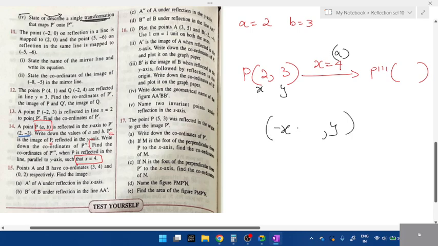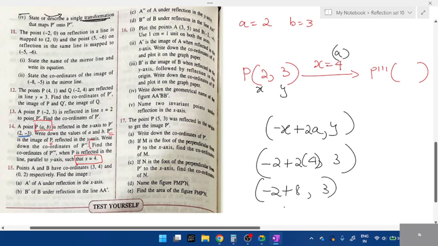Minus x plus 2a, comma 4. Minus what is the x value? 2 plus 2 into what is the a value? 4. What is the y value? 3. Minus 2 plus 2 fours are 8, comma 3. What is minus 2 plus 8? So what is the answer?